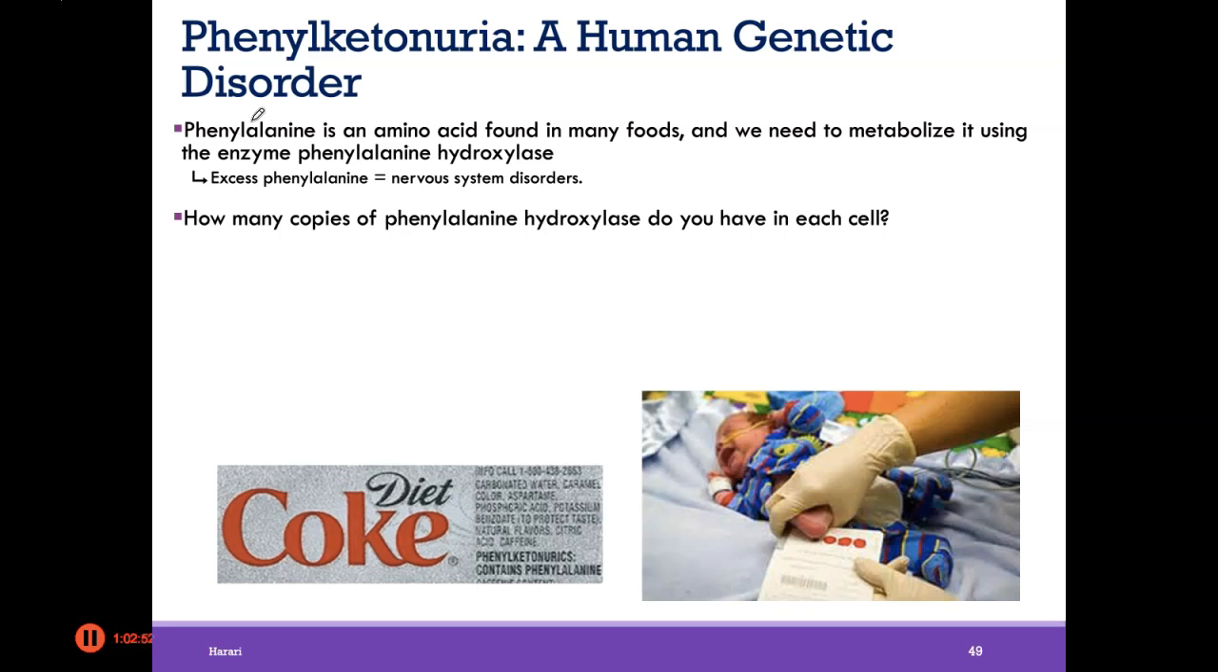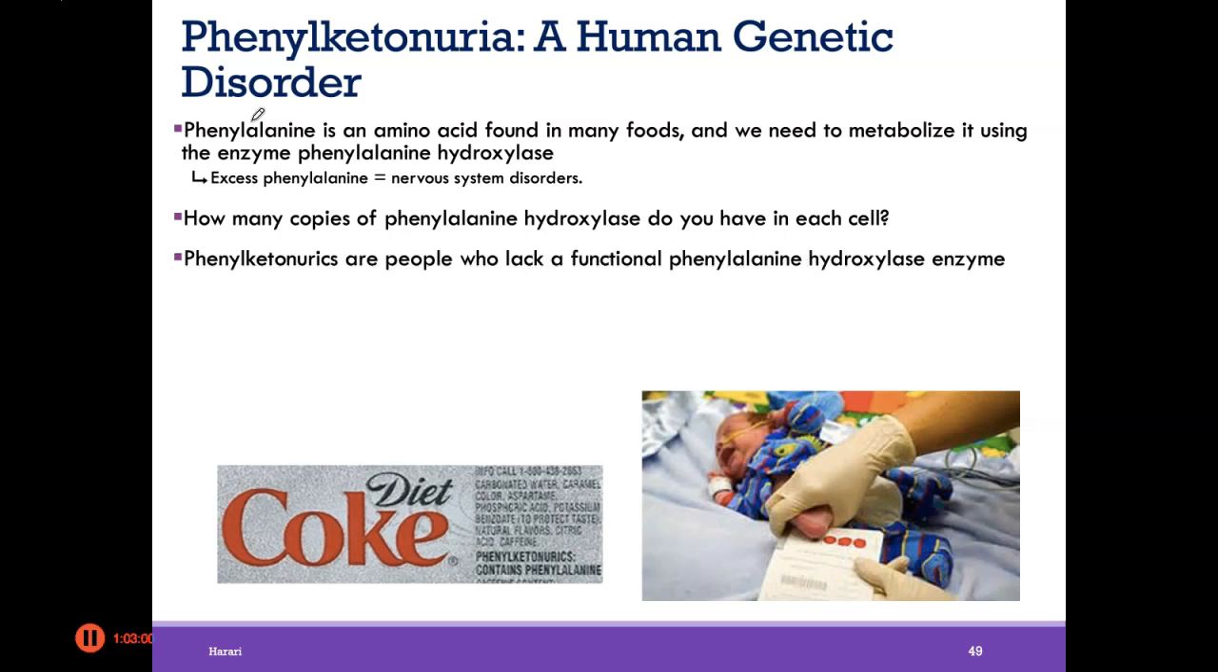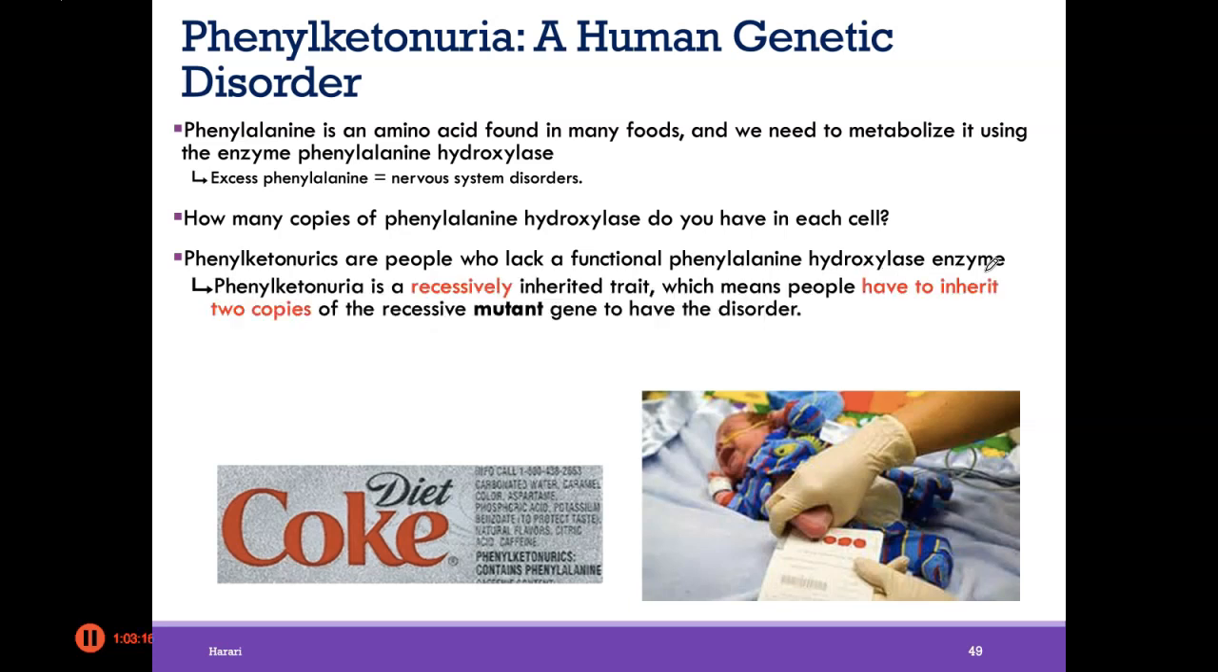So assuming that you're fully healthy, how many copies of phenylalanine hydroxylase do you have in each of your cells? The answer is 2, right? You have 2 copies, one from mom and one from dad. A phenylketonuric is somebody who lacks any functional enzyme. Okay, it does not have any functional phenylalanine hydroxylase enzyme. So this means phenylketonuria is a recessively inherited disease. That means somebody has to have 2 copies of the recessive mutant gene in order to have the disorder.